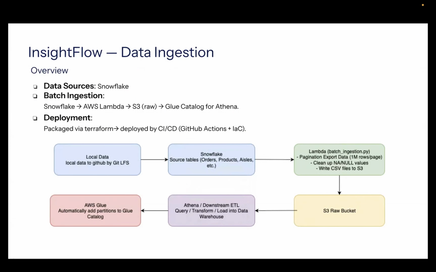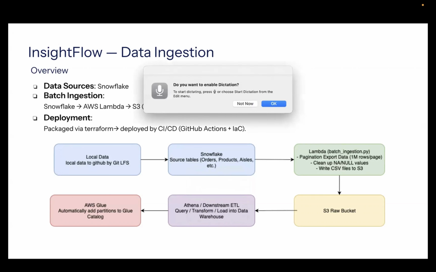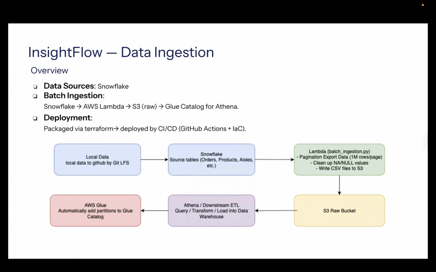Then our Lambda function extracts tables from Snowflake in pages of up to 1 million rows each. The data is written to S3 in partition folders by year, month, day, and time. Right after that, Glue partitions are registered automatically, so downstream teams can query data immediately in Athena. This approach ensures we handle large volumes of data reliably, keep it query ready, and avoid manual steps. And next, please.